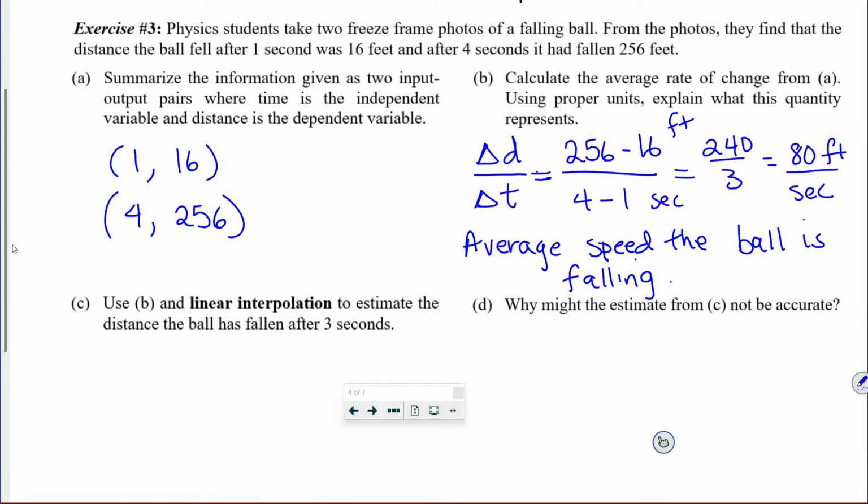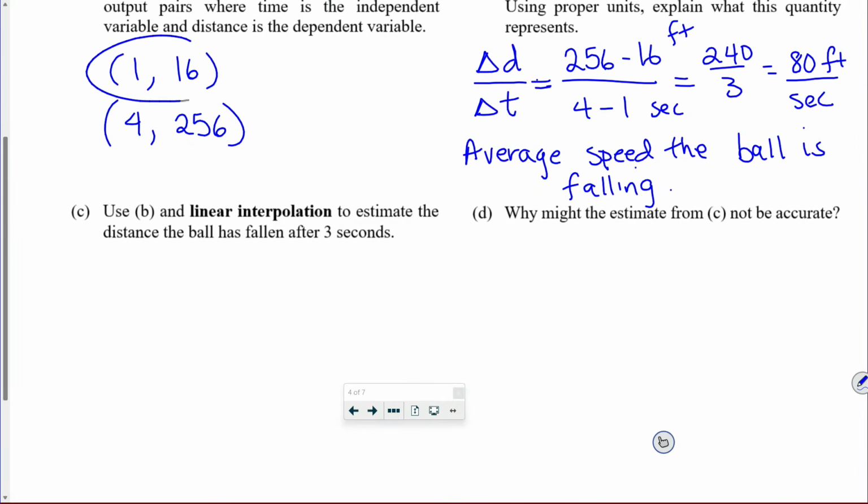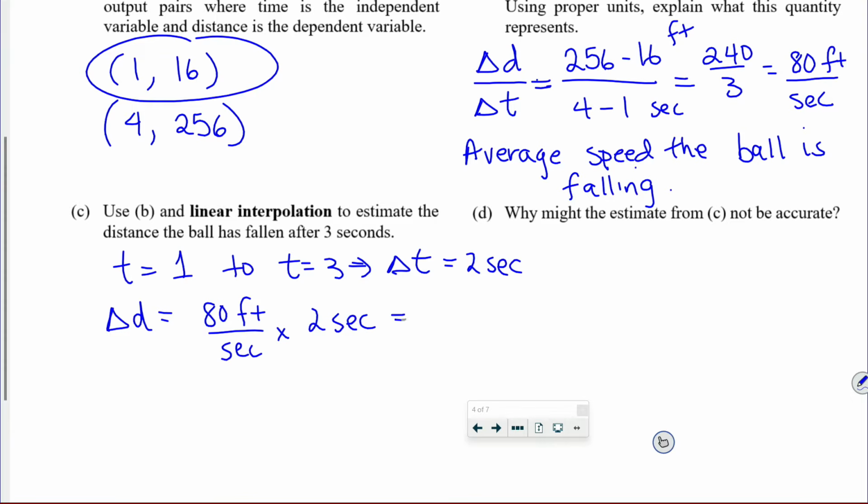All right, well again, I'm going to start at this point so I can go forward in time. From t equals 1 to t equals 3, obviously our delta t is 2 seconds, right? 2 seconds have passed between 1 second and 3 seconds. So the amount that the distance changes between 1 and 3 seconds is going to be 80 feet per second, right, times the 2 seconds that have elapsed, and that's going to be 160 feet.